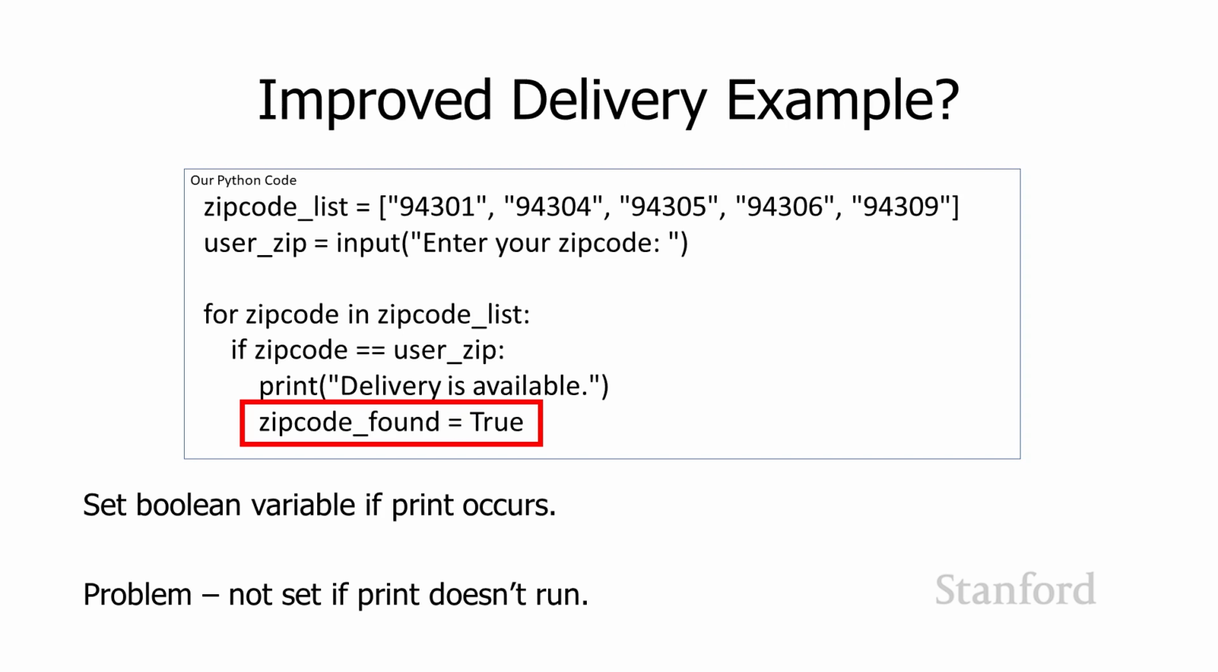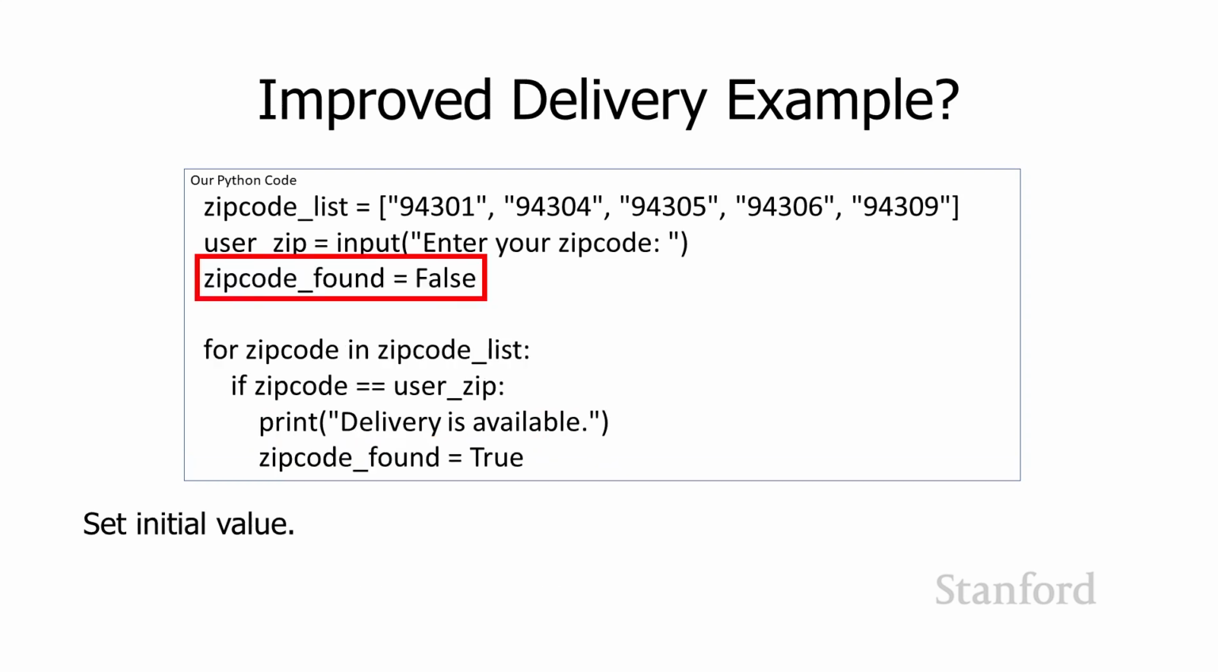So that mostly works, but there's a bit of a problem. And that is if the print statement doesn't run, if the zip code isn't actually on the list, zip code found is never set. What we really want is for it to be set to false if we didn't find it and true if we did find it.